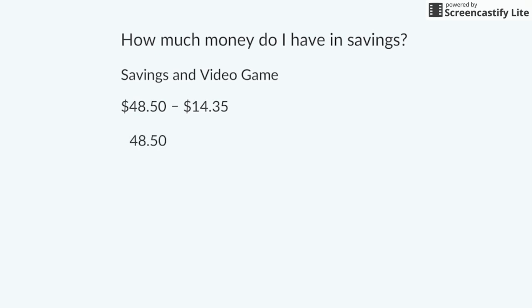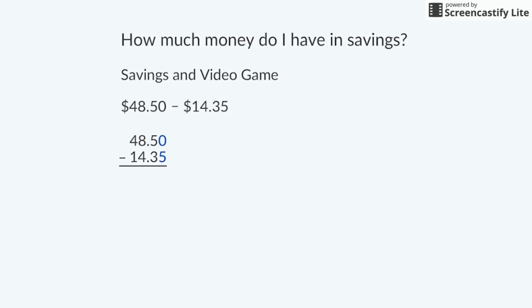I'll write the 48.50 on the top and the 14.35 below that because I want to subtract what I spent on the video game from my savings. I need to line up the decimal points. Now, I can subtract the digits in each place. I will begin at the farthest place on the right and work to the left.